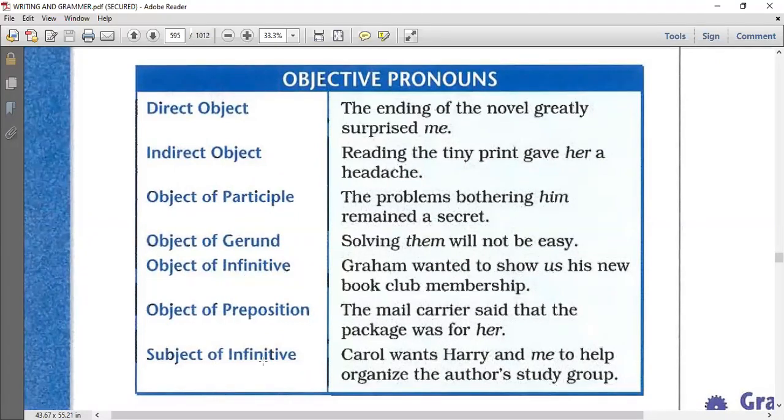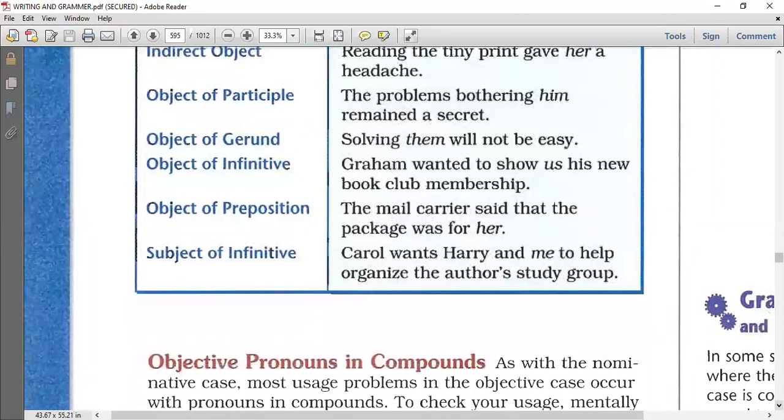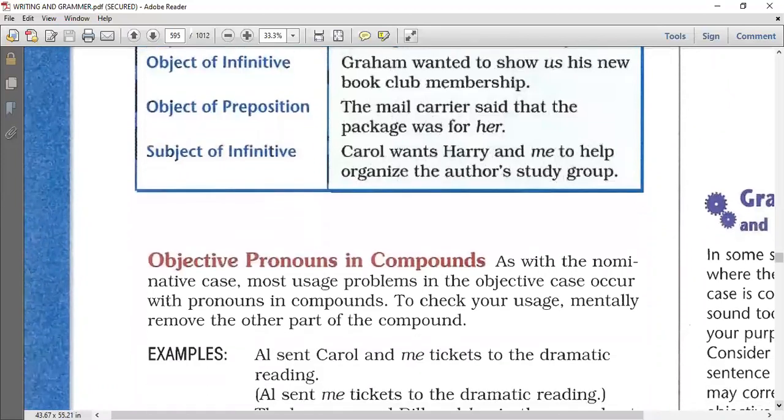Subject of infinitive. Let's see. Carol wants Harry and me to help organize the author's study group. Carol wants Harry and me to help. Here it's the subject of this infinitive, and can you imagine it? We use the object pronoun as the subject of the infinitive.